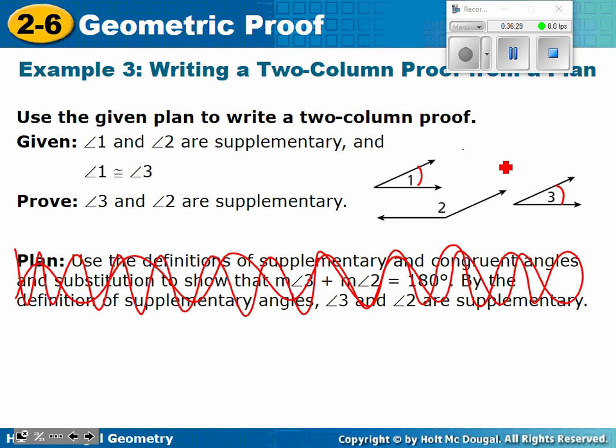Okay, so now what did Ridley say we should do next? Substitute. Plug that 3 where the 1 is so that we have 3 plus 2 equals 180. So number 5, measure angle 3 plus measure angle 2 equals 180. And what's our reason? Substitution property of equality. Stop me if I'm going too fast or you don't understand.